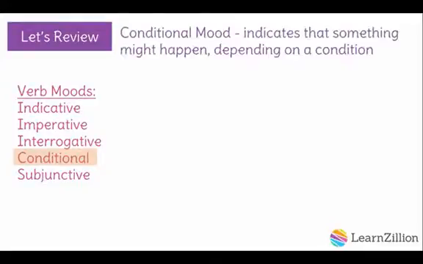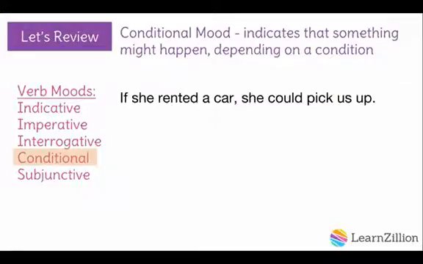correctly in our writing. Verbs in the conditional mood indicate that something might happen, depending on a condition. Whether or not that verb happens is uncertain. It may or it may not actually occur. Let's look at some examples. If she rented a car, she could pick us up. If she rented a car is our condition. Her picking us up depends on whether or not she rented the car. In other words, it depends on this condition being met. She couldn't pick us up if she didn't rent the car.